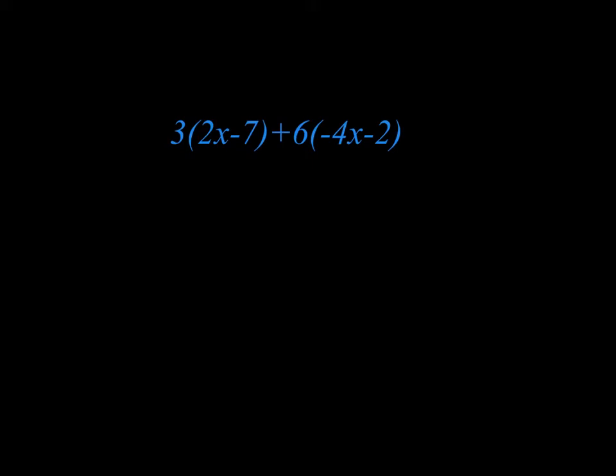Let's look at this algebraically. So my expression reads 3 times 2x minus 7 plus 6 times negative 4x minus 2. So again, I have two separate sets of distributive property. So I'm just going to draw a line through the two sets so you can see both sets. Now I'm going to go ahead and start distributing. So I'm going to say 3 times 2x, which gives me 6x, and 3 times negative 7, which gives me negative 21. Again, remember you're taking the signs that are in front with the numbers.